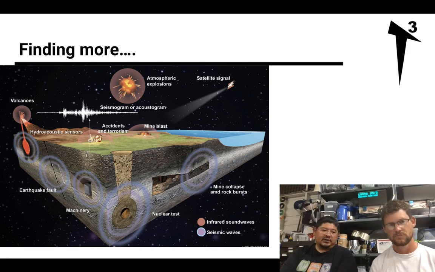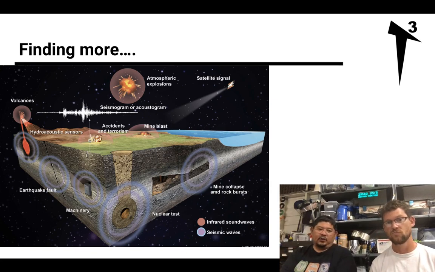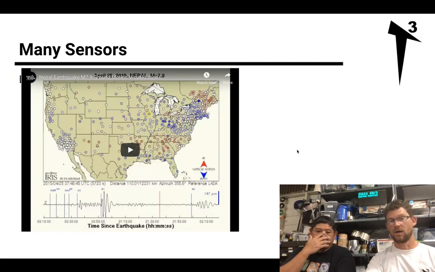There's also machinery that shakes things underground, and nuclear blasts. If a country were to set one off illegally because of the nuclear ban treaty, everybody would know because it shakes the whole earth. That's how powerful these nuclear weapons are. There's mine collapse. There's atmospheric explosions like meteors exploding. We can even monitor thunderstorms, but it's whatever puts shake waves through the ground, or in the air sometimes. Wow, well, that's pretty exciting.